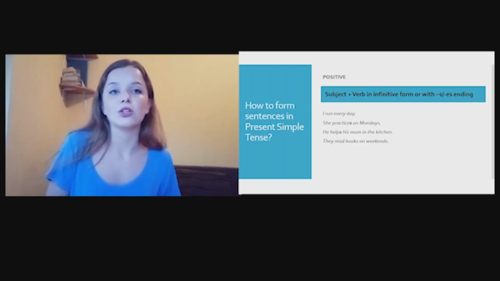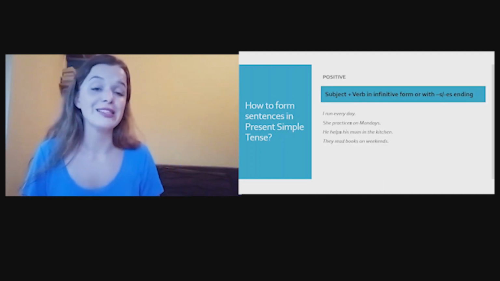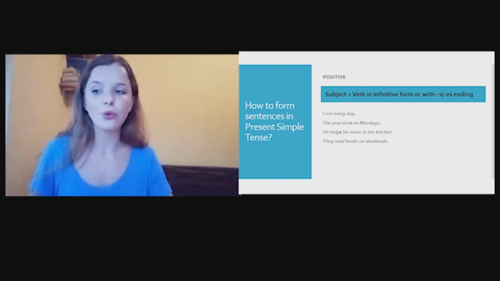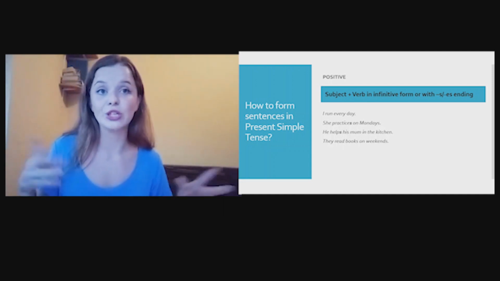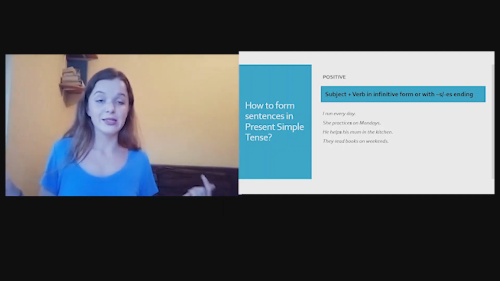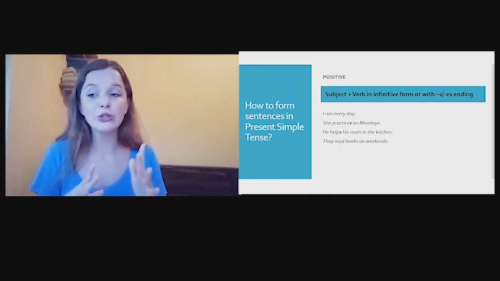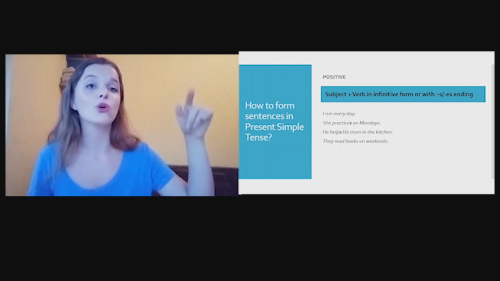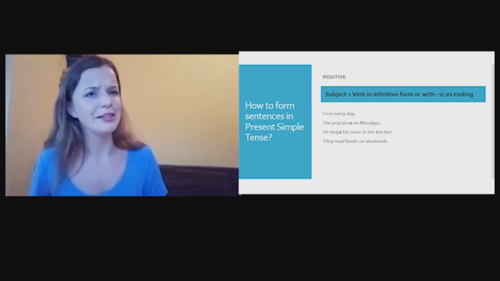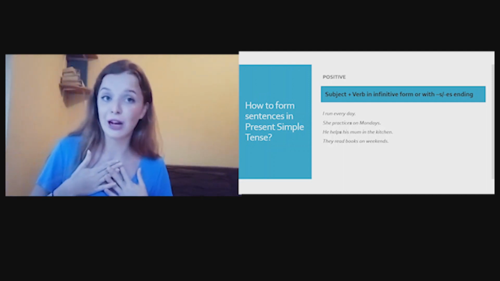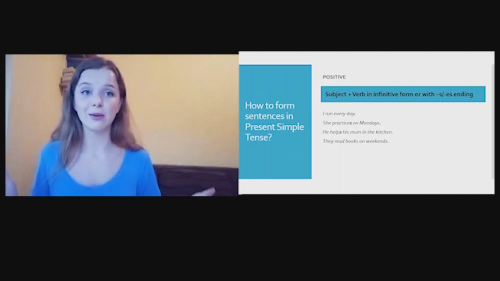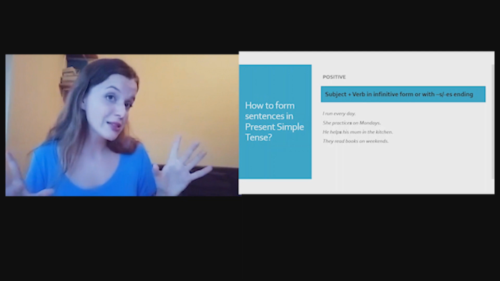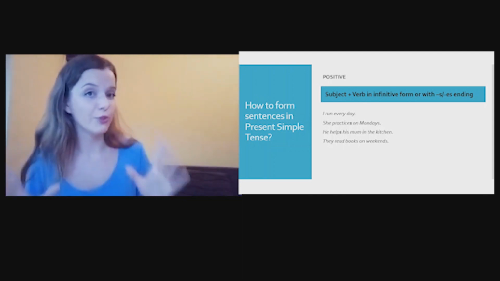Then how do you actually form the sentences in the present simple tense? We are going to break it into parts, and first we are going to do positive, then negative, and then question sentences. As for positive sentences, you make it with a subject, and then you have a verb in infinitive form, or with the ending s or es. So let's explain this a little bit. You say, I run every day. I is a subject, the person that does the action. Run is a verb, and in this case, it is a plain form, infinitive form.